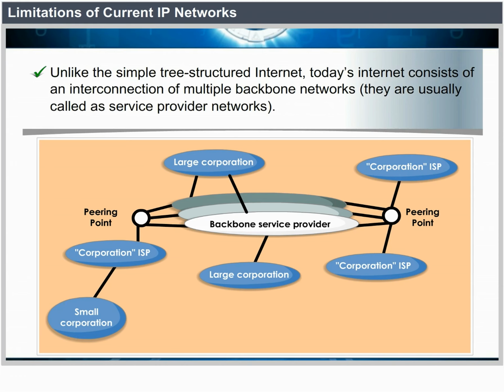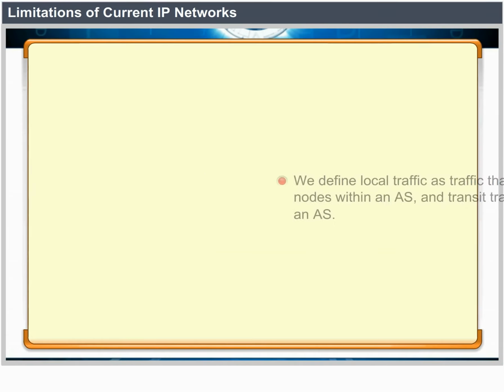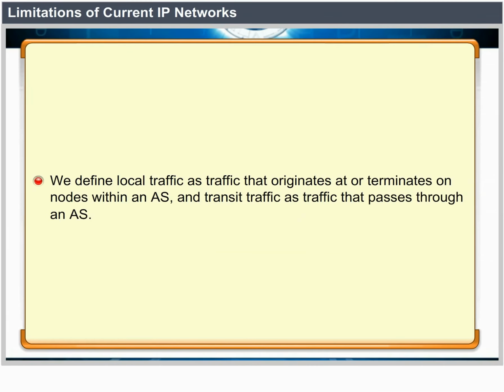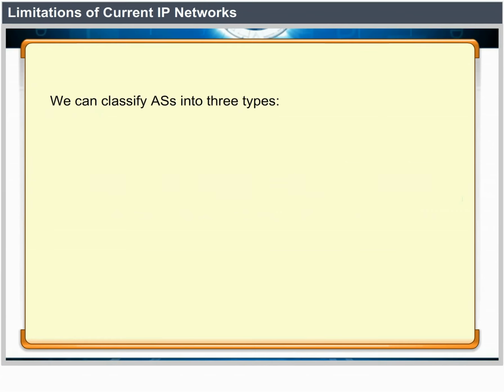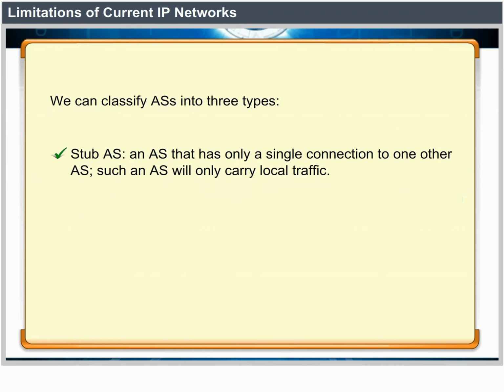We define local traffic as traffic that originates at or terminates on nodes within an AS, and transit traffic as traffic that passes through an AS. We can classify ASs into three types. Sub-AS, an AS that has only a single connection to one other AS. Such an AS will only carry local traffic.